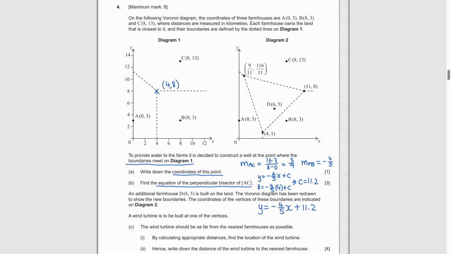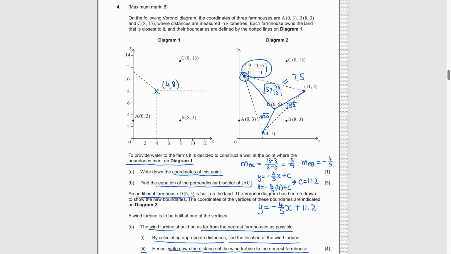For part C, we are given another point D, and the new boundaries of the Voronoi diagram are shown in diagram 2. We need to find the vertex that is farthest from point D. To do this, we calculate the distance from D to each vertex using the distance formula and compare the values. The point with the greatest distance is the one we are looking for, and the distance is 7.59.